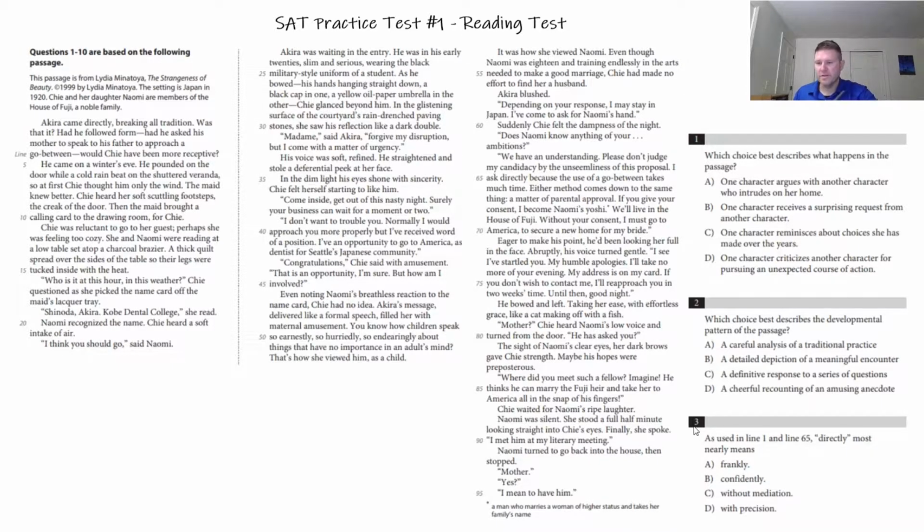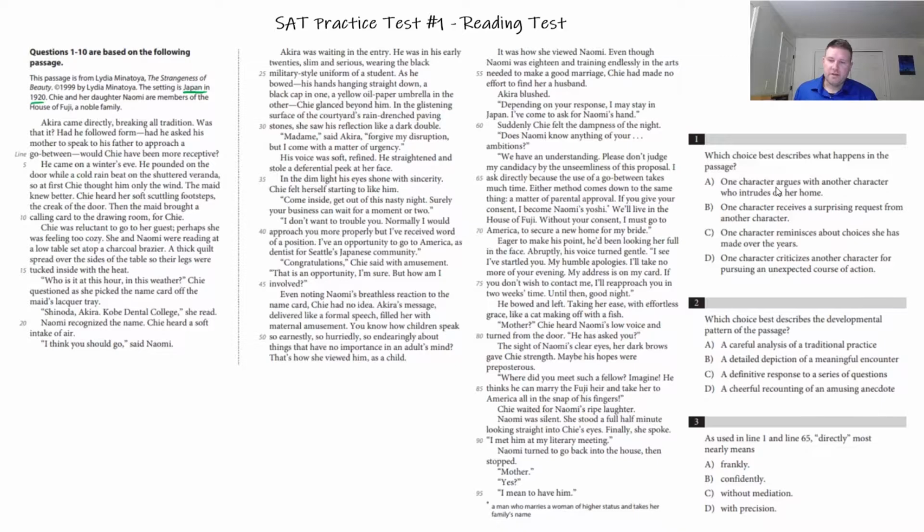Okay, so if you look back in the description here, it's Japan in 1920. So the setting's a little bit different, and back then, as a male looking to marry your bride, you weren't supposed to come directly and ask the parents for permission. You were supposed to hire a mediator. It was just sort of custom back then. So that was one of the big points in this passage, and let's just get started here. So, which choice best describes what happens in the passage? This is a very broad question, right?